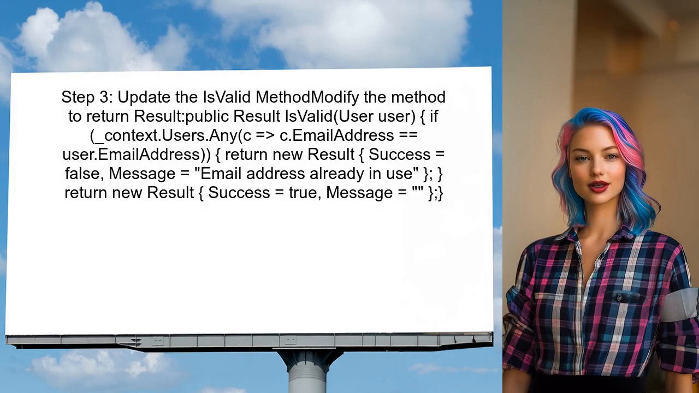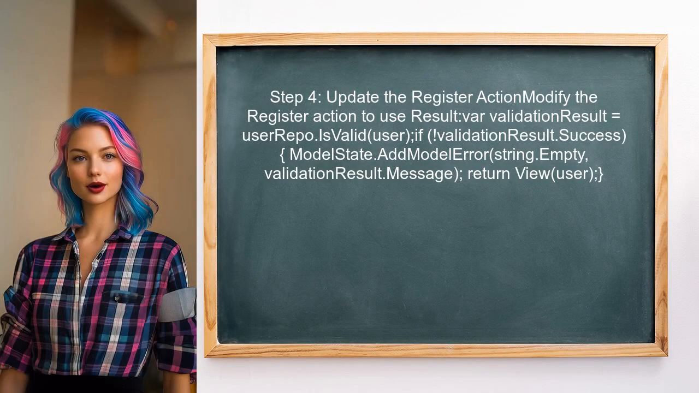Now, let's update the isValid method to use the new result class. Instead of returning a Boolean, it will now return an instance of result, indicating whether the validation passed and providing the appropriate message. Finally, the user should update the register action to handle the new result type returned by isValid. This will allow them to display the message on the page if the validation fails.